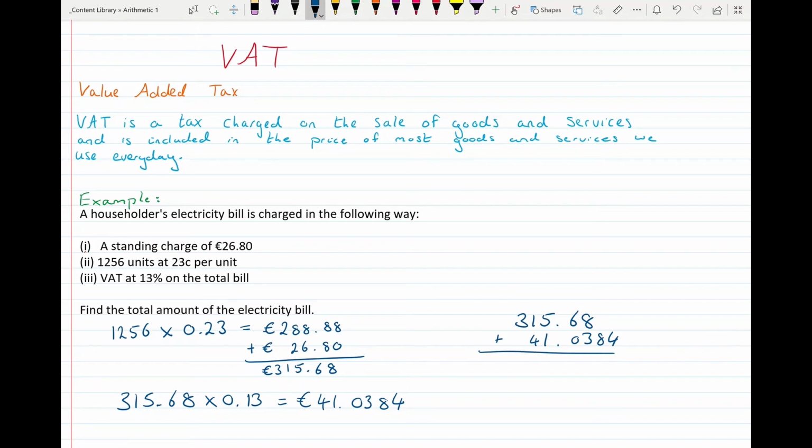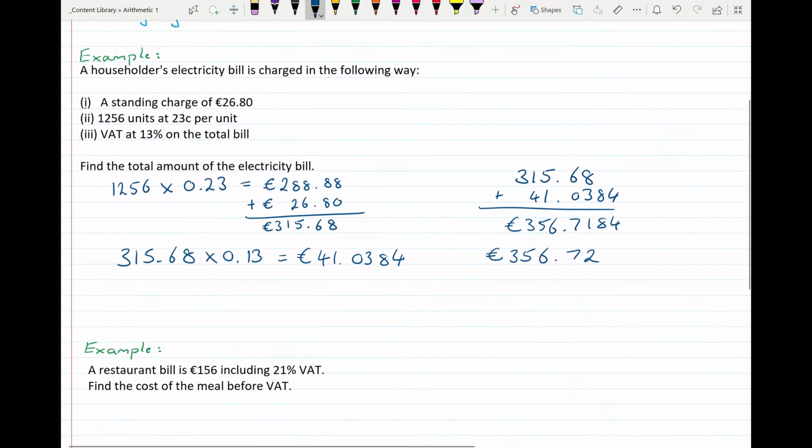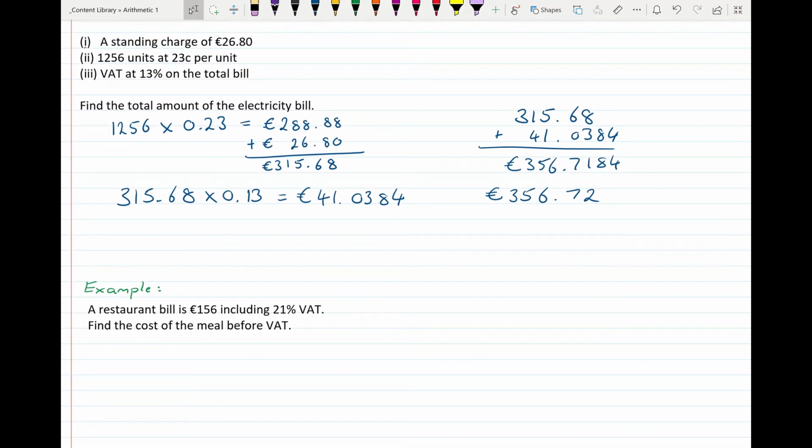Let's add our total cost of the electricity and our VAT together, and that gives a total bill of 356.7184, but we only go to 2 decimal places because it's dealing with money, so we don't go any smaller than 1 cent, so that rounds to €356.72.